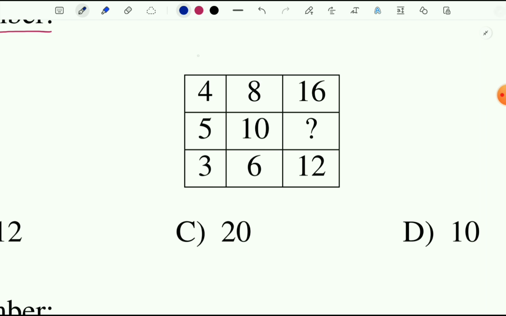So let's check columns. This is column first and column second. So these two columns, column 1 and column 2, are complete. Therefore it's possible to find out the relationship between them. First, what we can see is here 4 becomes 5, just one increment, and 5 becomes 3, it's negative 2. Similarly, here we can see 8 becomes 10, that means 2 increment, and then it becomes 6, so 4 reduced.